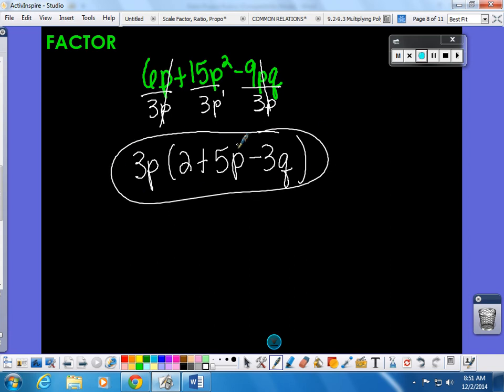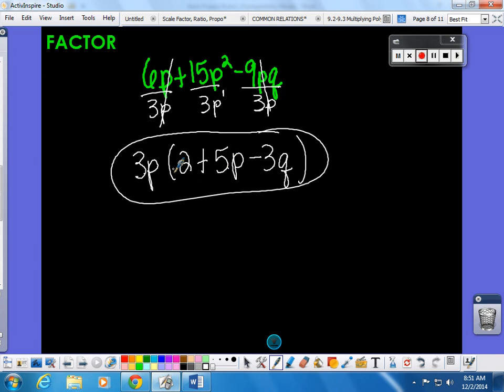And again, if I want to check my work, look for 2 things. Look inside the parentheses. Is there a greatest common factor still left in there? 2, 5P, negative 3Q. Is there a greatest common factor still left in there? Now that could mess you up. You always need to check that. And then you can do the distributive property and get back to what you have. But it's possible to do it with the distributive property, get back what you had, but still have factored out the wrong thing if this contains any common factor still left in it.